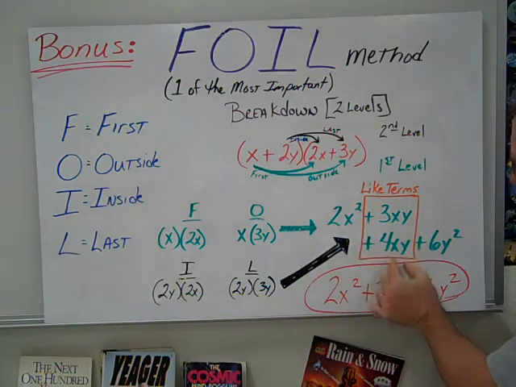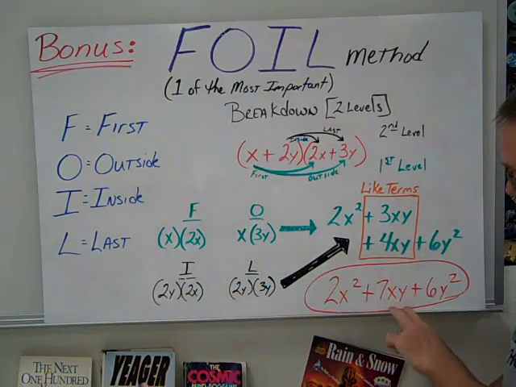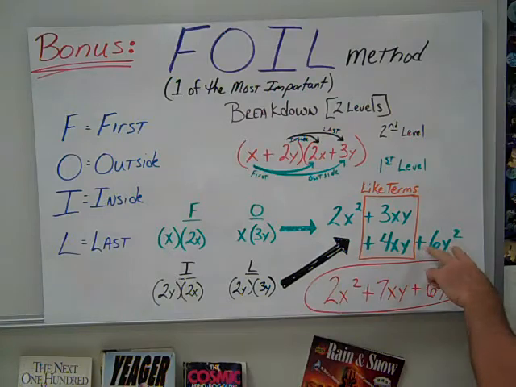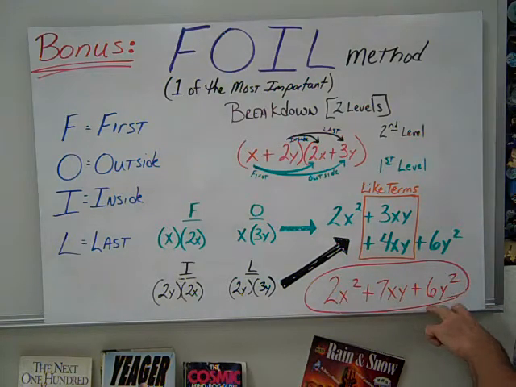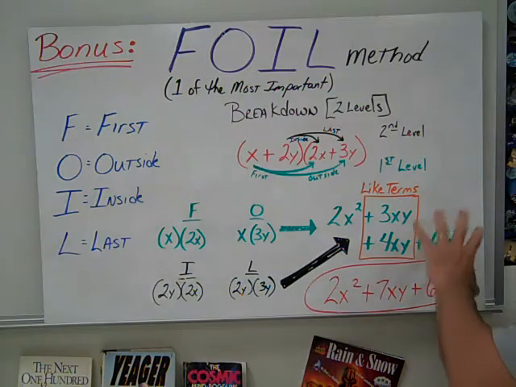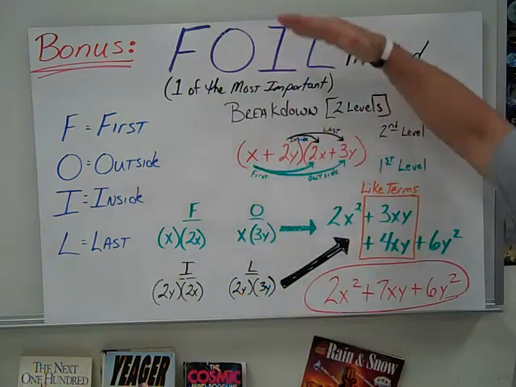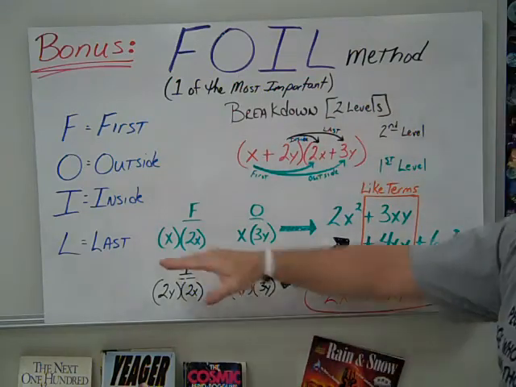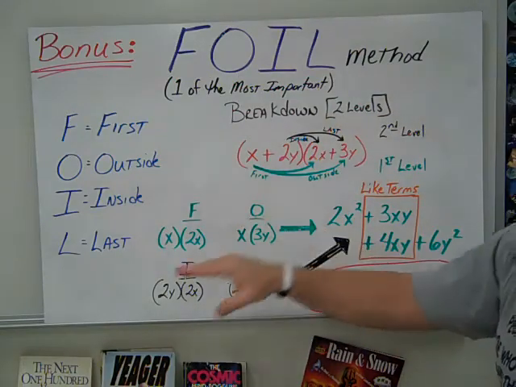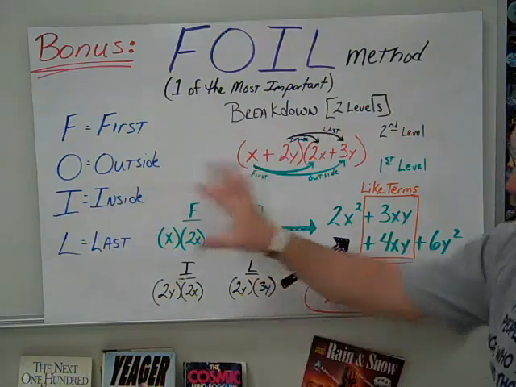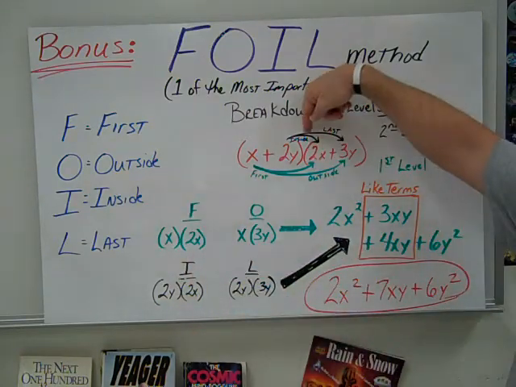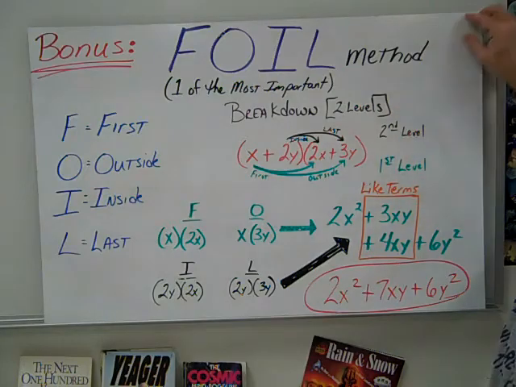I'm going to combine these two because they do have the same letters. So I have 4 plus 3 gives me 7. My x and y just come down to the answer. And again, I don't have anything here for 6y squared, so I'm just going to drop that down into the answer of 6y squared. So my complete answer comes out to be 2x squared plus 7xy plus 6y squared. So that's the first example of how we tear the problem apart into first, outside, inside, and last. Again, this part you won't be doing. You're going to go from here directly to this part of the problem right here.